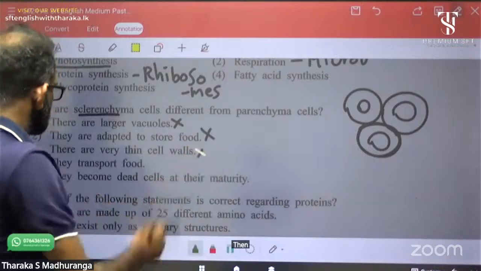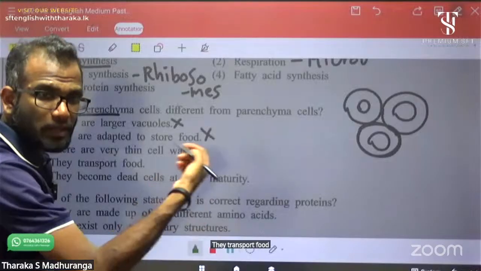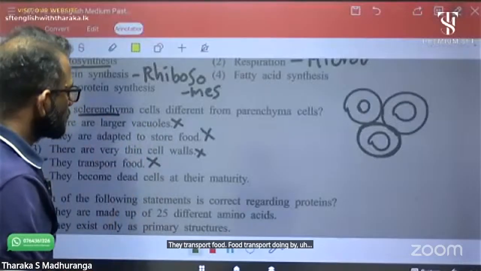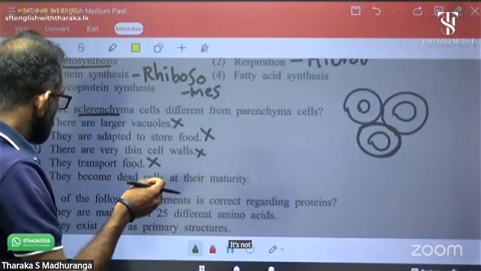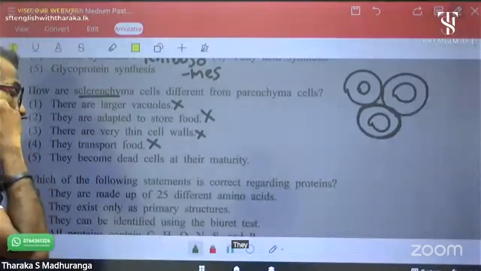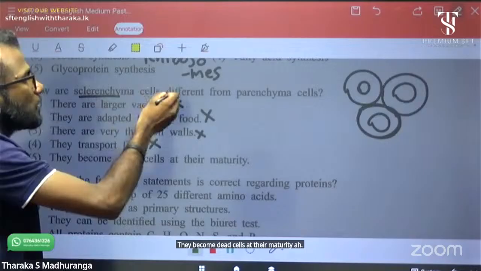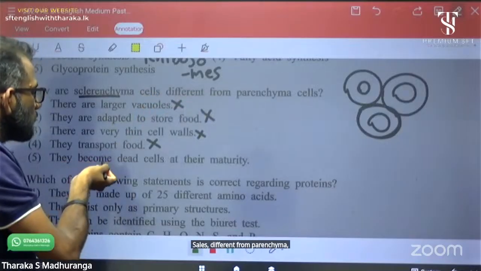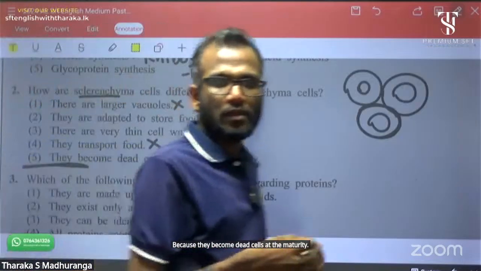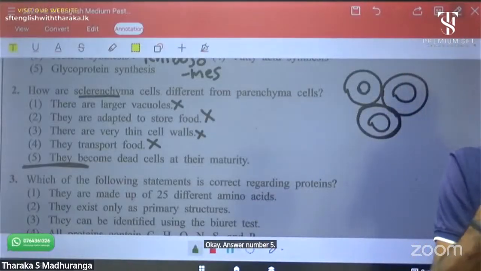Then that is wrong. Food transport is done by phloem tissues. It is not a characteristic function of parenchyma or sclerenchyma. They become dead cells at maturity. Yes, sclerenchyma cells differ from parenchyma because they become dead cells at the maturity stage. Okay. Answer number 5.